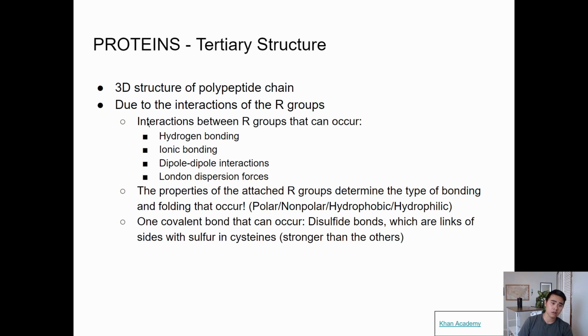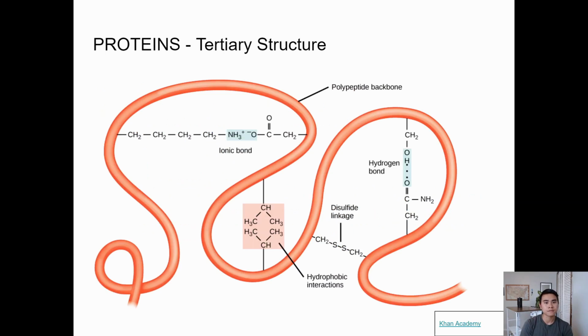So the bonds that could occur are hydrogen, ionic, dipole-dipole, London dispersion forces. They're all weak bonds. So none of these are covalent bonds except for one, which is the disulfide bond, which links sulfurs of cysteines. So if you have a cysteine in that group, you can form a covalent bond, but otherwise, the majority of the time, you're forming a weak bond. And the properties of the R group is what determines that. You can have polar, nonpolar, hydrophobic, hydrophilic, different properties, different interactions.